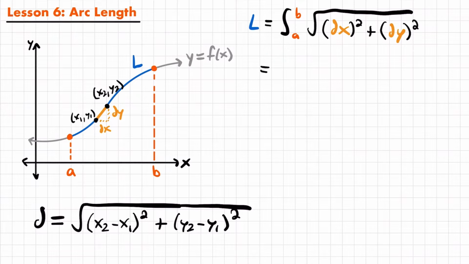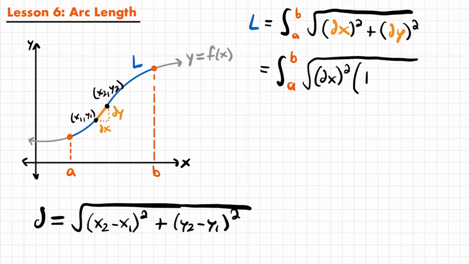This will be equal to the integral from a to b of the square root of dx squared times (1 plus dy squared divided by dx squared). So what happened here is I pulled dx squared out of each of these terms.